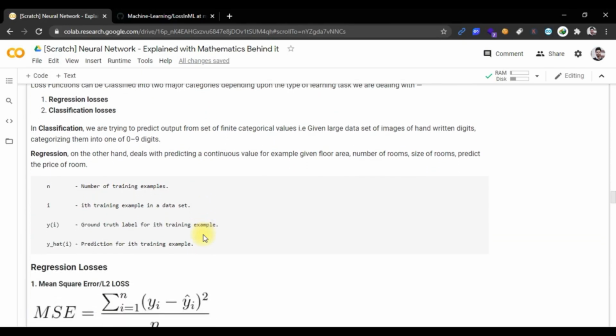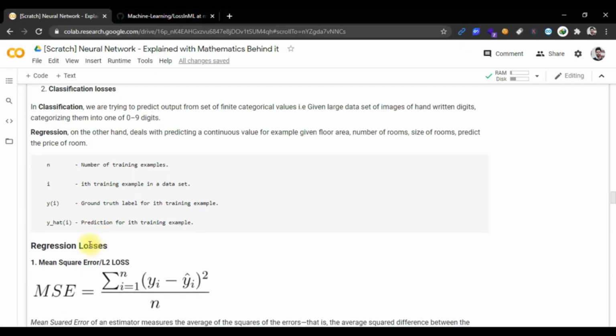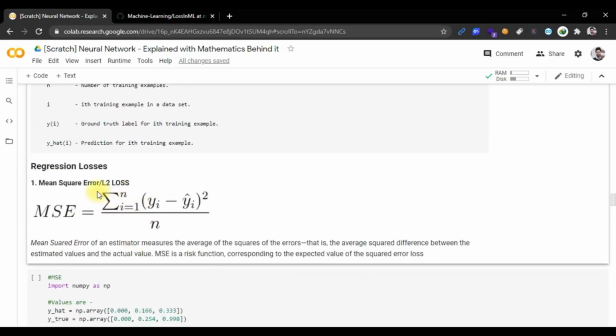So as you see, n is our number of training examples, i is our ith training example, and yi or y true is the ground truth label of the training example, and y hat is the predicted output. So our first regression loss is mean square error or L2 loss. Mean square error of an estimator measures the average square of errors. It first calculates the differences between your actual and predicted output, then squares those and then gets the mean of it.